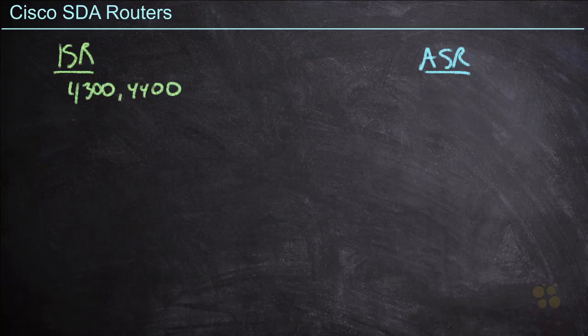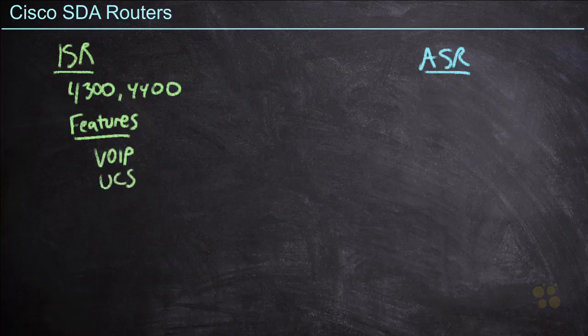ISRs are generally focused less on performance and more on features. For example, we're going to deploy ISRs into branches so we have voice over IP support. And hey, we can actually, believe it or not, install a small UCS server into ISRs in order to give remote branch functionality that we might need. Now, where ISRs focus on the features, they're not really focused on performance.